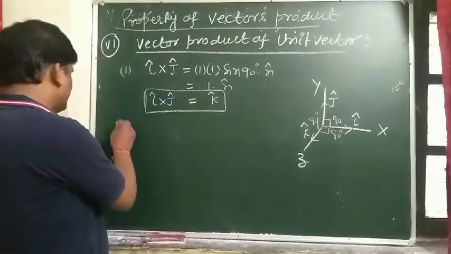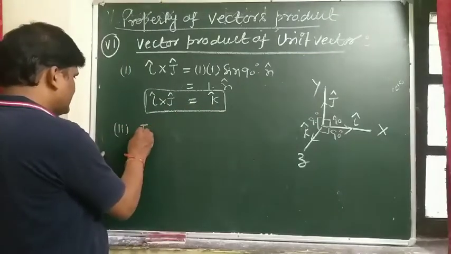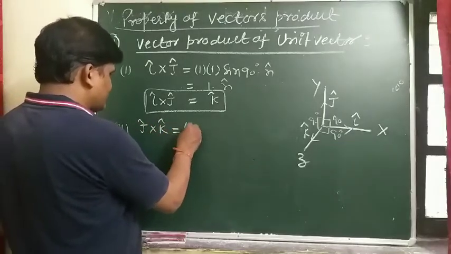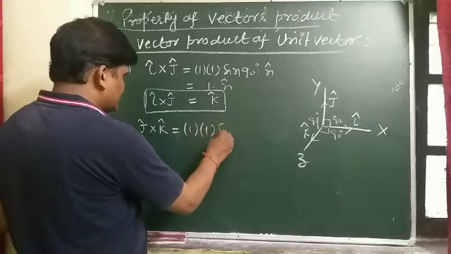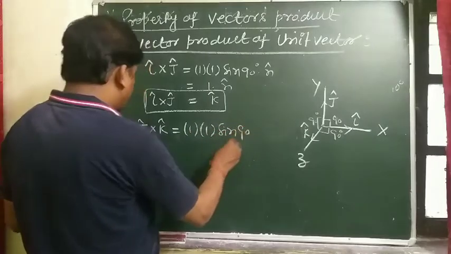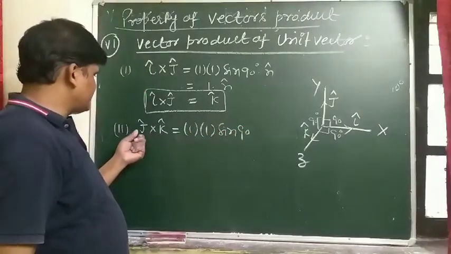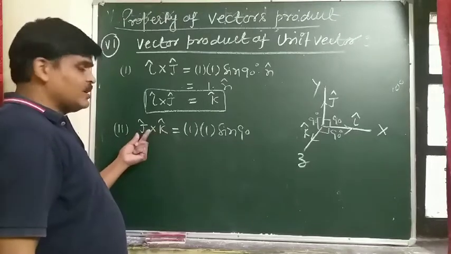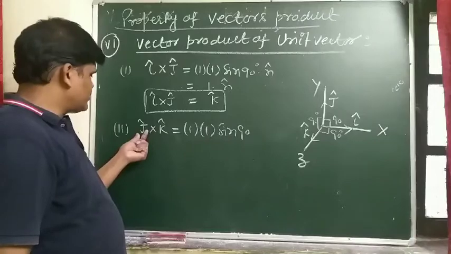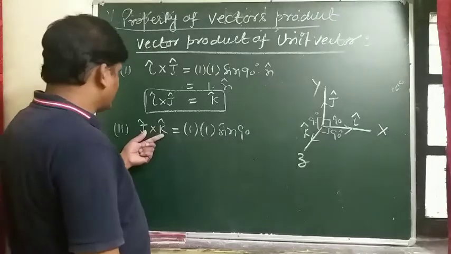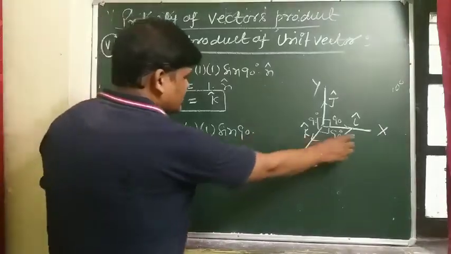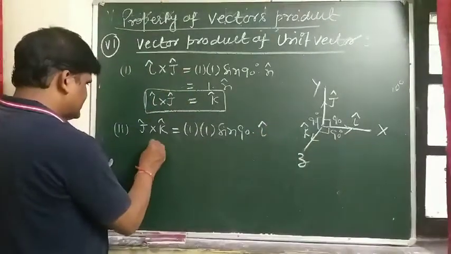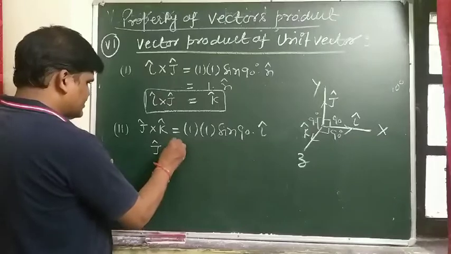In the same way, student, j cross k can be written as 1 sin 90, and perpendicular to the plane containing unit vectors j and k, here the y axis and z axis, so perpendicular to the plane of y and z axis is the x axis, and the x axis unit vector we have written as i. So j cross k is what?